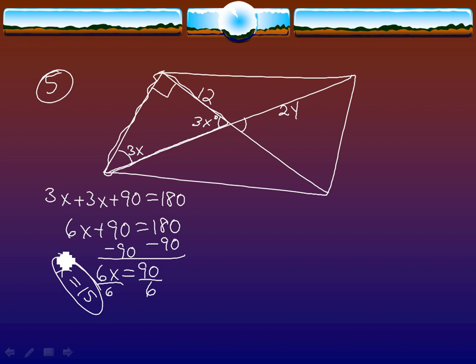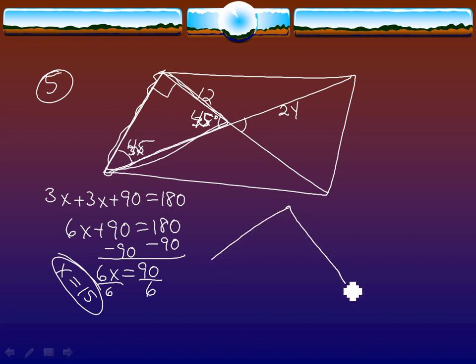Let's see here. If we take that and we plug it back in here, what's 3 times 15? 45. So that angle right there is 45. So what kind of triangle do you have right there? So 45, 45, 90, isn't it?